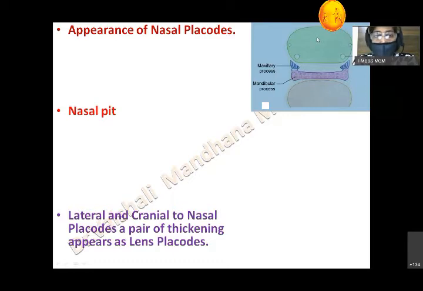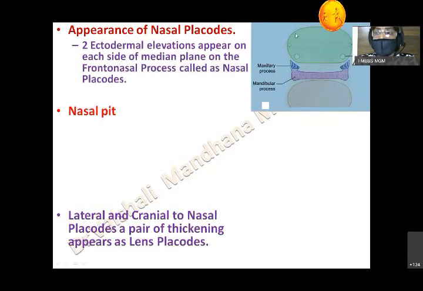Okay, so in the frontonasal process, two ectodermal elevations, these round structures, appear on each side of the frontonasal process, away from the midline. These are called nasal placodes. Placodes means they are swellings, they are elevated structures. They appear in the frontonasal process. So the process of nose formation has started first by the nasal placode formation.